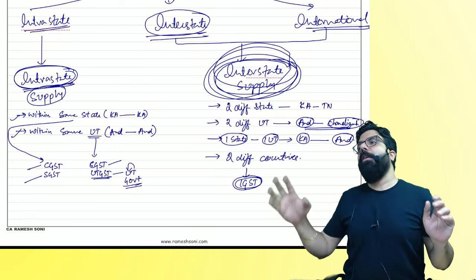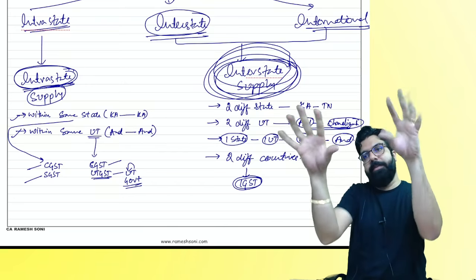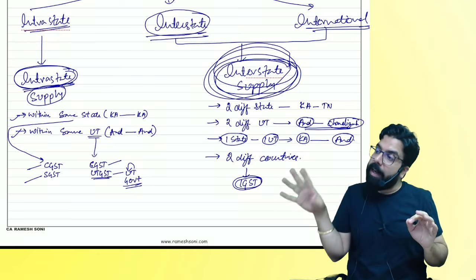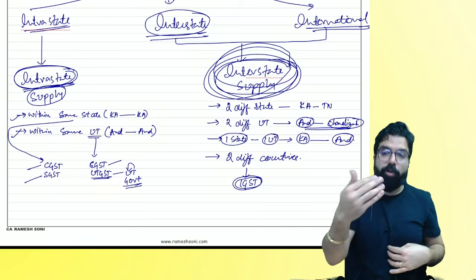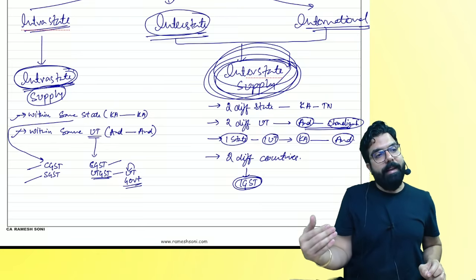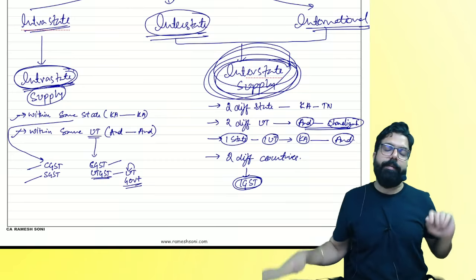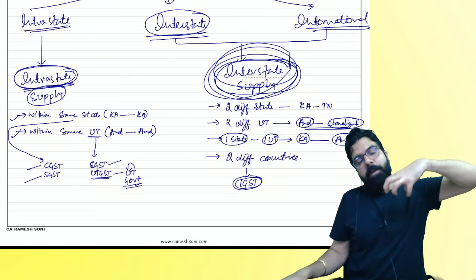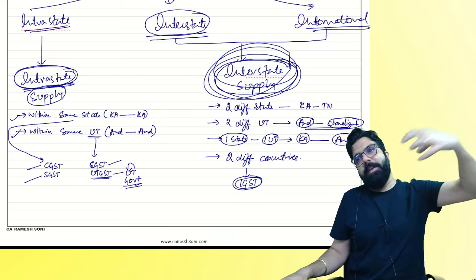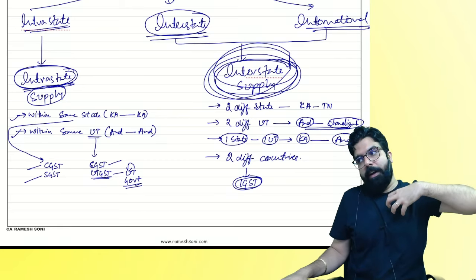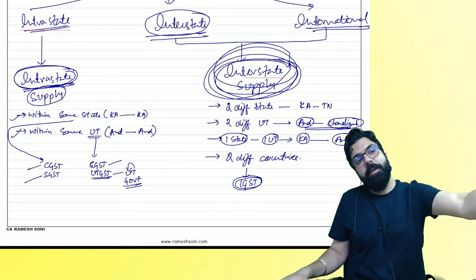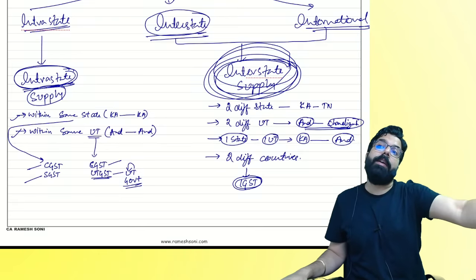Tell me one thing. Transaction is happening within the same state, within the same entity, intra or inter? Intra. And in intrastate, what does the shopkeeper charge? CGST and SGST, or CGST and UTGST. Whenever a transaction is happening from one state to another state, interstate. One UT to another UT, interstate. One state to another UT, interstate. One UT to another state, interstate. Do you guys agree with me?